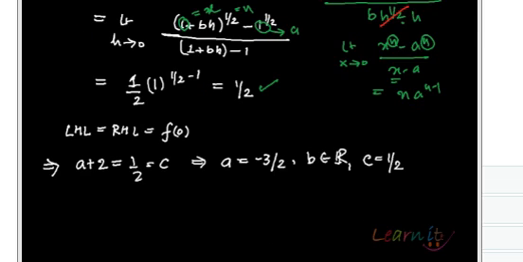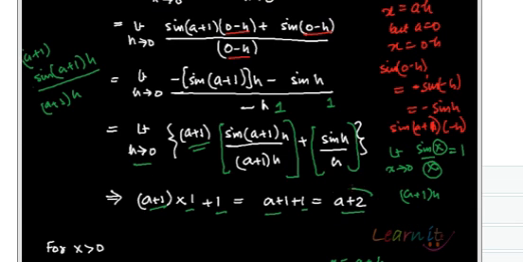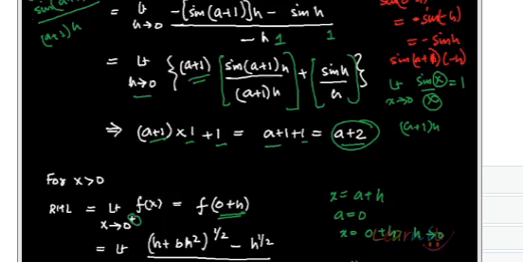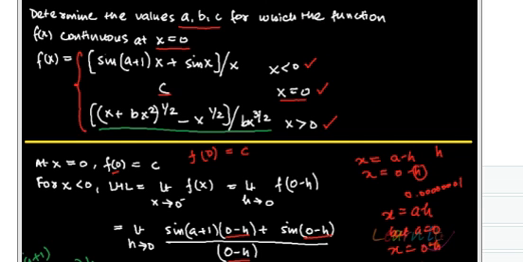Now the point is, if this function was continuous, then your left hand limit is equal to right hand limit is equal to f of 0 for continuity. This function needs to be continuous. Now it is a plus 2 is equal to half. You got this. This is your left hand limit. This is your right hand limit.